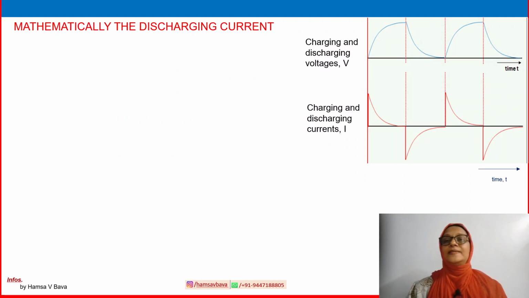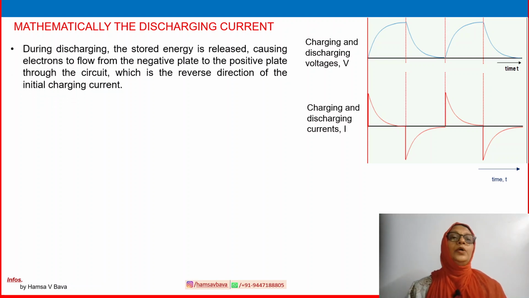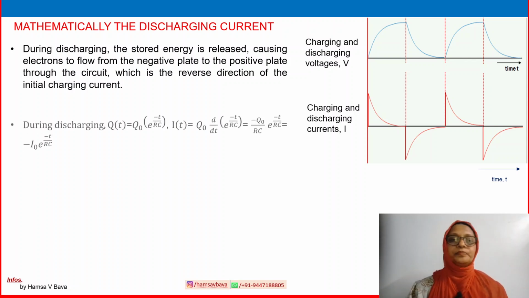Mathematically, what is the discharging current? In the graph of charging and discharging voltage that we have seen in the last slide presentation, that is shown in the upper part. Here are the charging and discharging currents. During discharging, the stored energy is released, causing electrons to flow from the negative plate to the positive plate through the circuit, which is the reverse direction of the initial charging current.